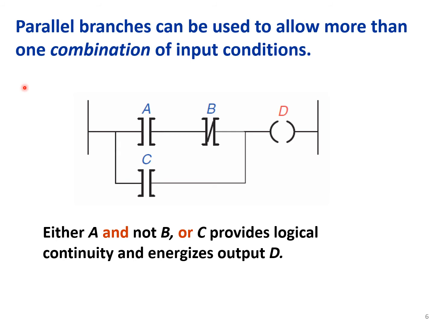Parallel branches can be used to allow more than one combination of input conditions. So here, either A and not B, so this is a negated contact. So either A or not B should be true, or C should be true. We are moving from left to right, from either of these paths. And then when the logical continuity holds, the D will be energized.